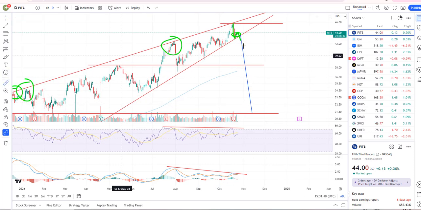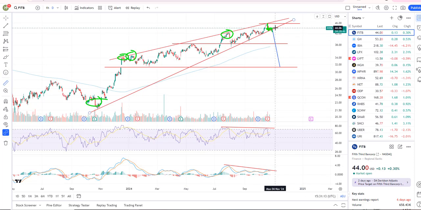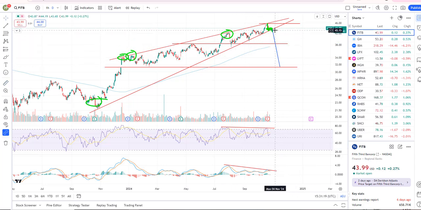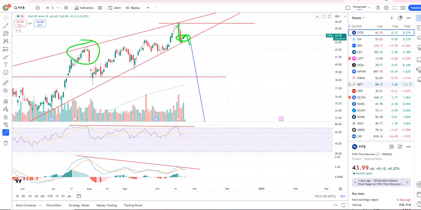Not actionable yet, but again, we're at the apex of the wedge where we should see this kind of do something. And if we do drop, it's about a 28% drop to that measured target. So very good trade setup. It's on watch.